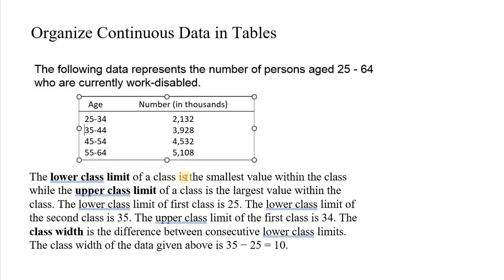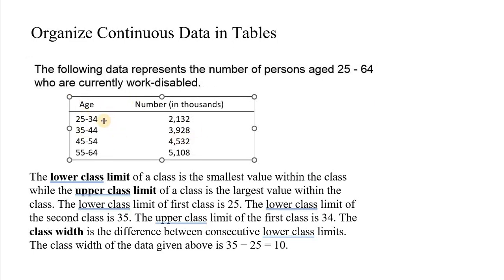The lower class limit of a class is the smallest value within the class, and I just showed you on this example which number is the lower class limit. So 25 is the lower class limit of the first class, 35 is the lower class limit of the second class, 45 is the lower class limit of the third class, and etc. While the upper class limit of the class is the largest value within the class. So 34 is the upper class limit of the first class, 44 is the upper class limit of the second class, and etc.